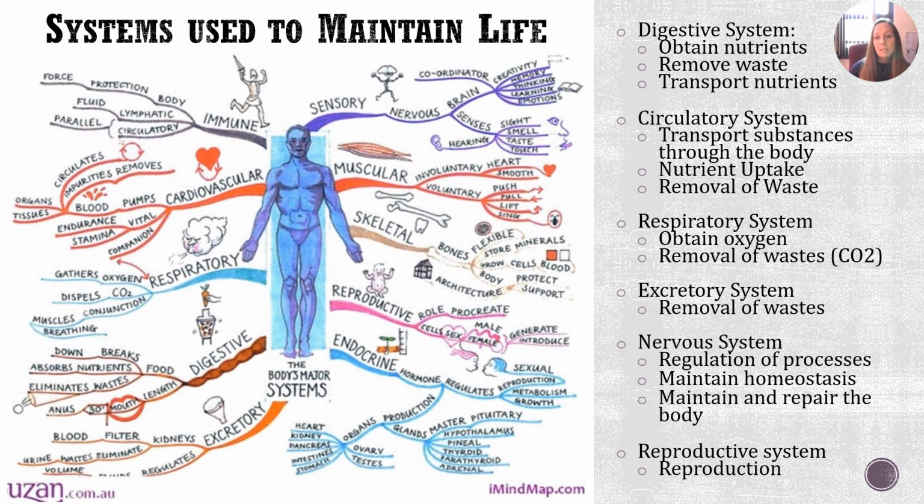And then our reproductive system helps us make new creatures, right? Make new organisms, make new people, and for plants, I guess they have a reproductive system too. But it's going to make more of whatever organism we're talking about.